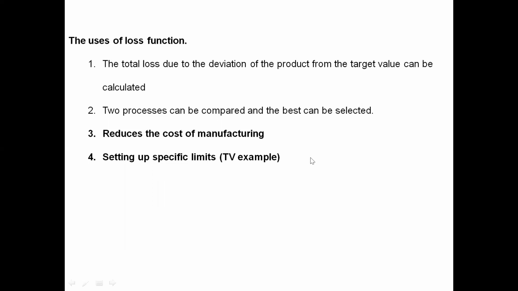They normally ask this for an 8 mark question: discuss briefly about the Taguchi loss function. What you have to write: first, the definition of the loss function. Then the two drawings for the traditional approach and the Taguchi approach. Then derive the quadratic equation. Then write the types of the Taguchi loss function, then the uses of the loss function.